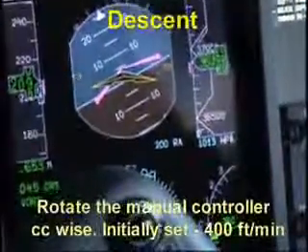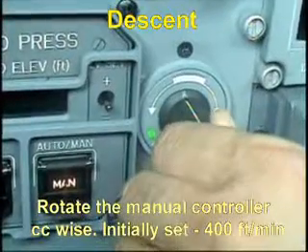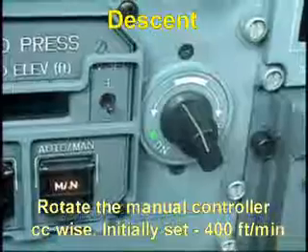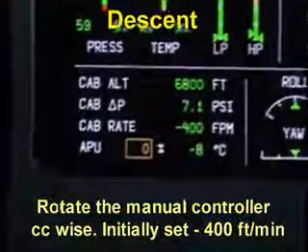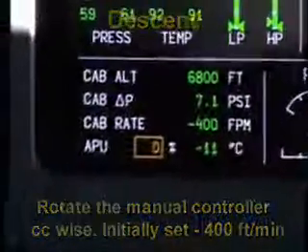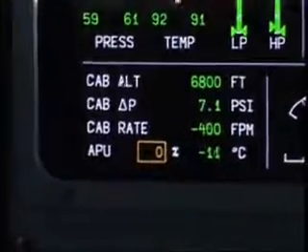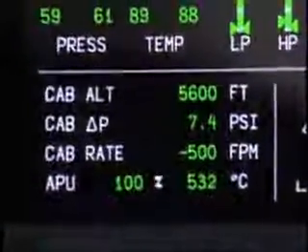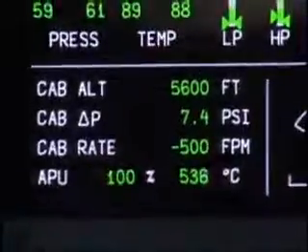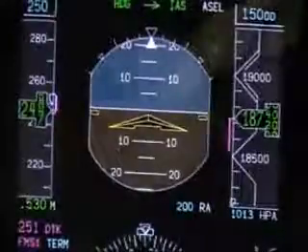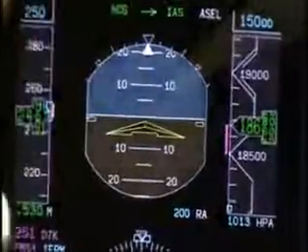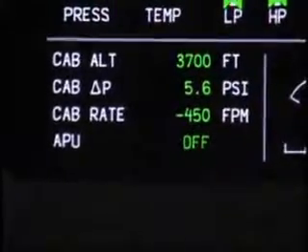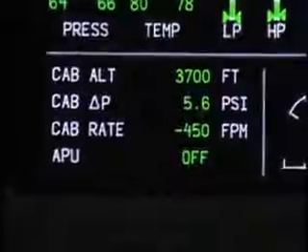Descent. Just after you initiate descent, slowly turn the manual controller counterclockwise. Initially, set a minus 400 feet per minute rate, which corresponds to a position between 12 and 11 o'clock on the manual controller. During descent, the task consists of setting a cabin rate that will meet the required landing altitude upon landing. Allow the cabin to descend slowly towards the desired landing altitude so that upon landing, delta P reads 0.